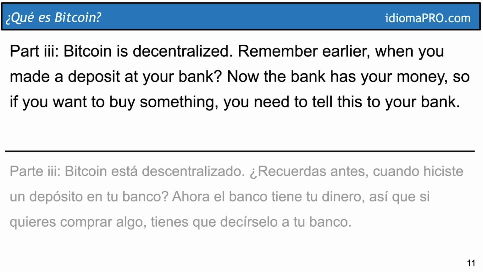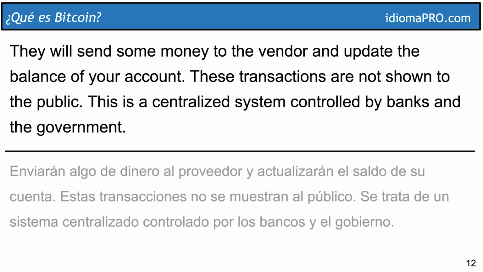Part 3. Bitcoin is decentralized. Remember earlier when you made a deposit at your bank? Now the bank has your money. So if you want to buy something, you need to tell this to your bank. They will send some money to the vendor and update the balance of your account.